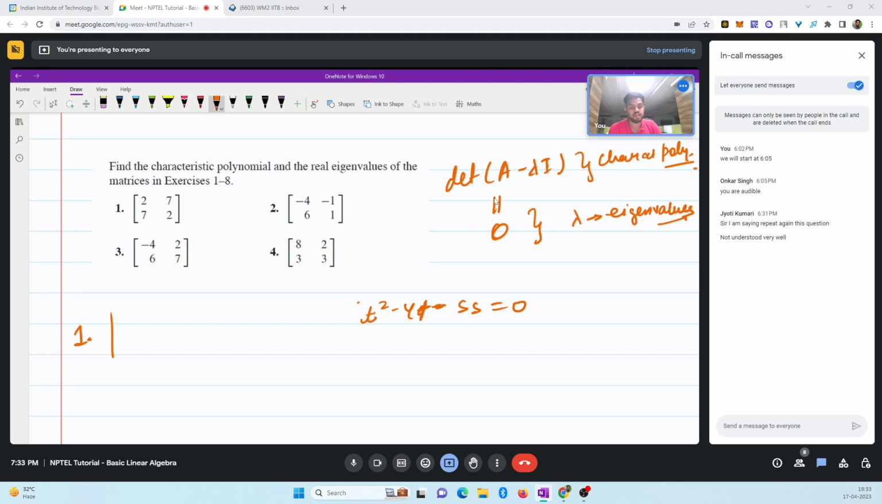Can someone else try to solve and verify whether this is correct? Sir, 45, no, 55, 45, for the first one. For this matrix, I'll also try to solve. 7, 7, 2 minus t. If you talk about the polynomial, then you can ignore this equal to 0 over here. This is the polynomial.